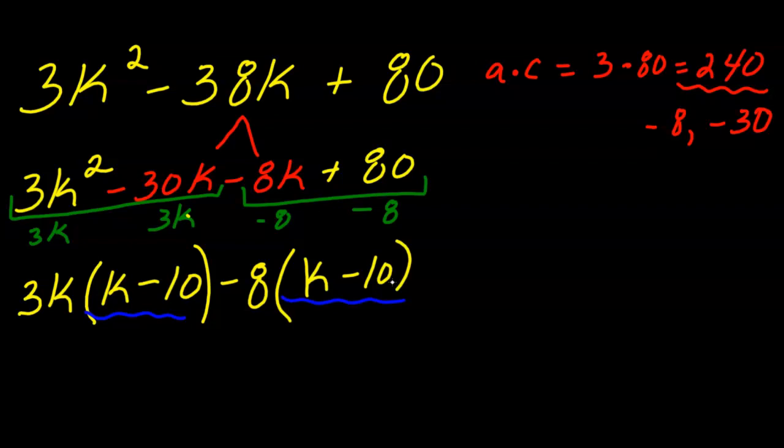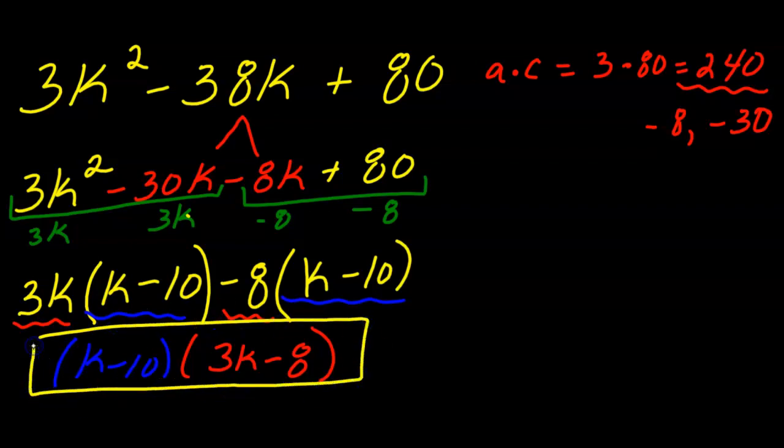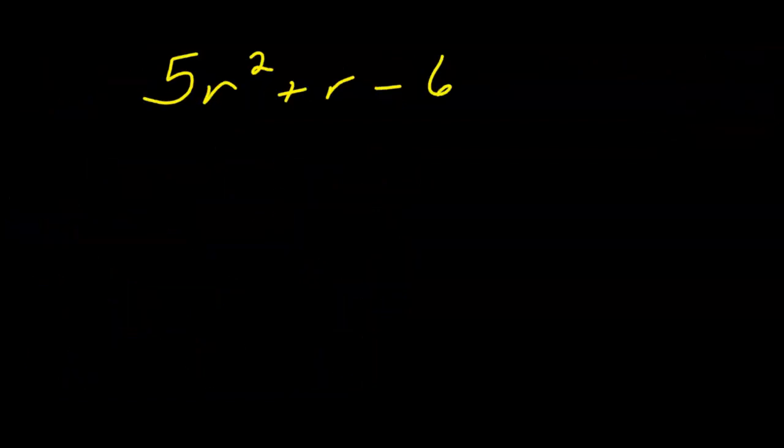Okay, so my final answer then is going to be my common quantity of k minus 10, and then the stuff left around it, my 3k minus 8, that becomes the other quantity. And that's your answer. Again, you just FOIL to check. All right, I have one more example, so go ahead and pause the video and try this on your own, and then come back and see if you got it.